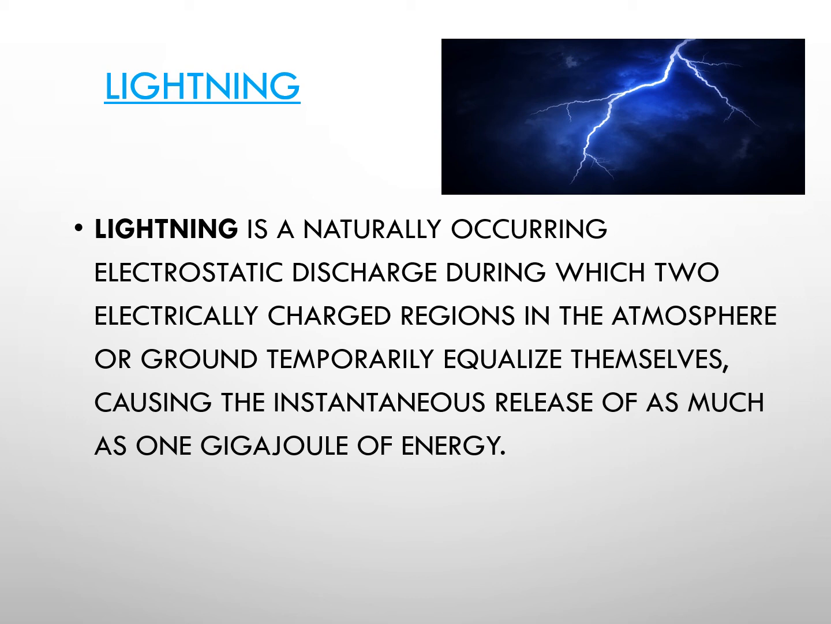Lightning. Lightning is a naturally occurring electrostatic discharge during which two electrically charged regions in the atmosphere or ground temporarily equalize themselves, causing the instantaneous release of as much as 1 gigajoule of energy. During thunderstorm, when a charged cloud passes over the earth, it acquires an opposite charge by induction. A spark may occur between the two oppositely charged clouds or a charged cloud and the earth. This spark is called lightning.